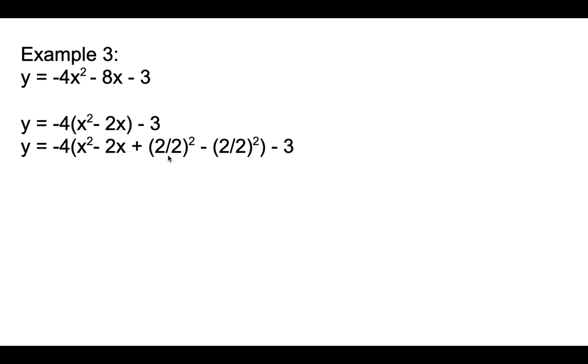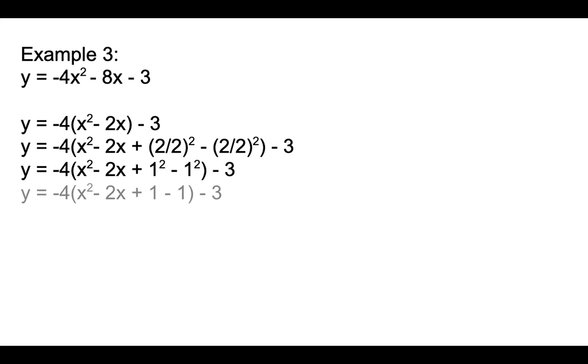Okay, now 2 divided by 2 is 1 and 1 squared is 1. So we put that like that, clean it up, and then we're going to kick out this last term so that we get a perfect square trinomial in the brackets. That's the goal. So -4 times -1 is 4. So that brings it out here. And now we can finally factor this guy.